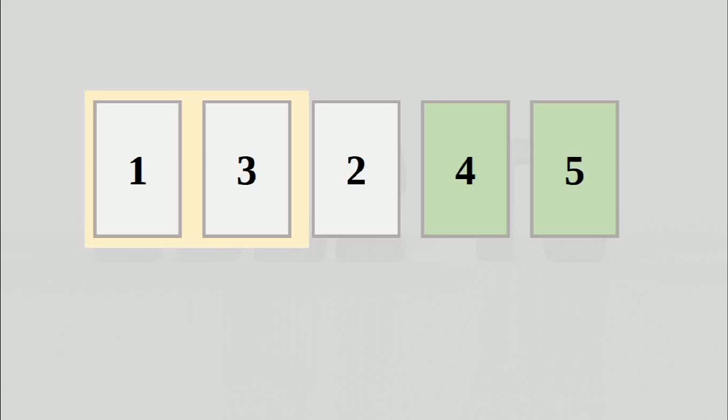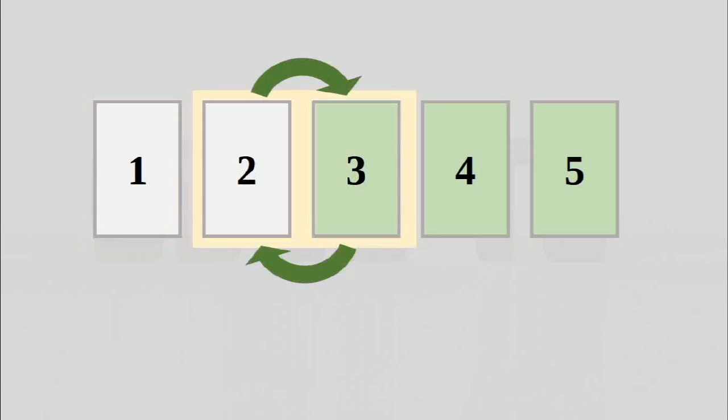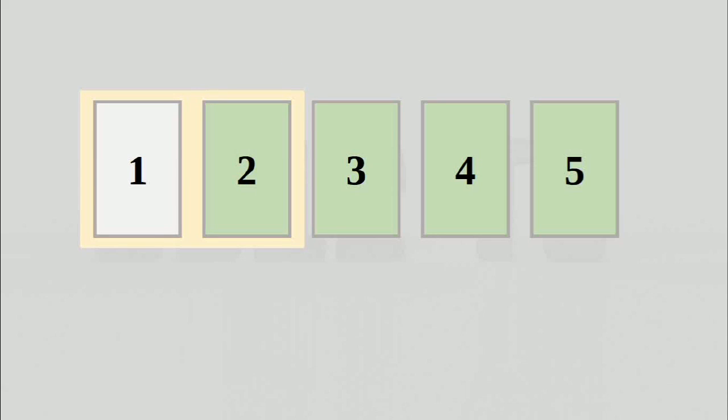Very quickly, moving back, 1 and 3 in order, no problem. 2 and 3 are swapped, putting 3 in place. 1 and 2, again, are in order. And this actually sorts our entire list.